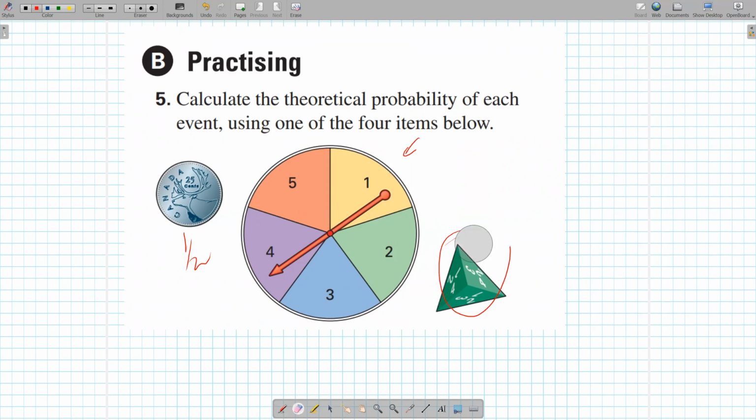What about this one? How many faces does this have? Looks like that's a triangular pyramid. Just 4, right? So what's the probability you roll each face? 1/4. Yep, 1/4.